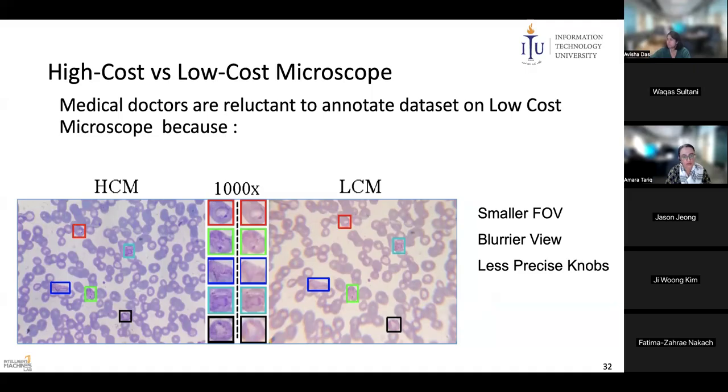So although we want to collect the data from the low quality microscope, we have to use the high quality, high cost microscope as well, because we ultimately want to get the data annotated from there, because doctors are comfortable with a high quality microscope. So we have to collect the data from the high quality microscope, get the annotations, and then transfer those annotations to the low quality microscope.